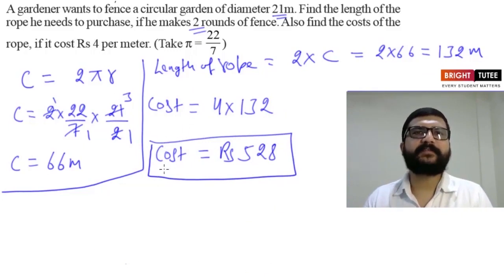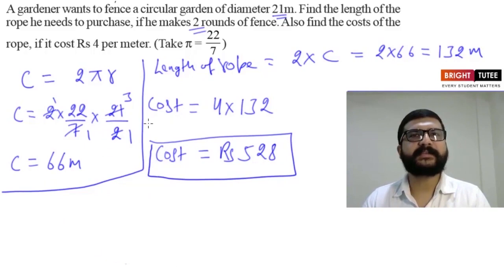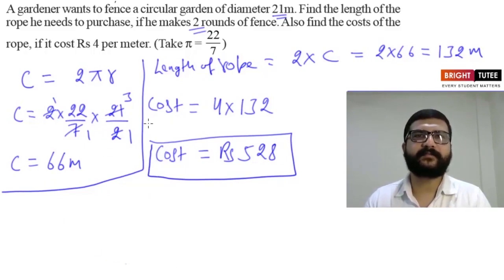So whenever we have to find distance around the circular figure or circular shape, what we have to find? We have to find circumference of the circle, because circumference is the distance around the circular region.